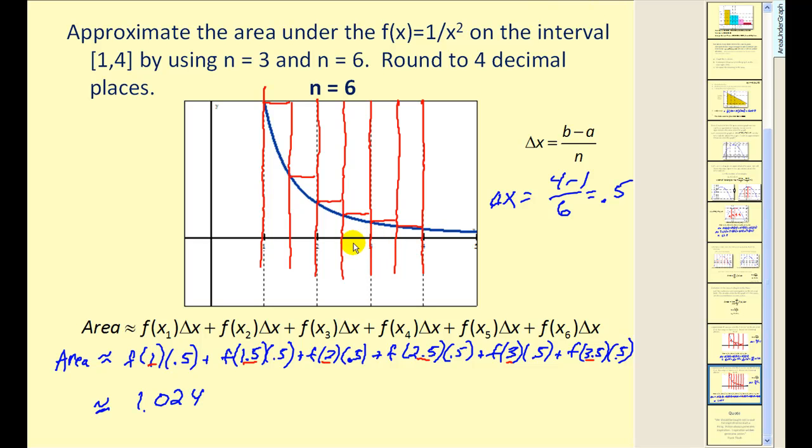I highly suggest sketching out your intervals, sketching your rectangles, and then finding the area of each one to approximate the area.